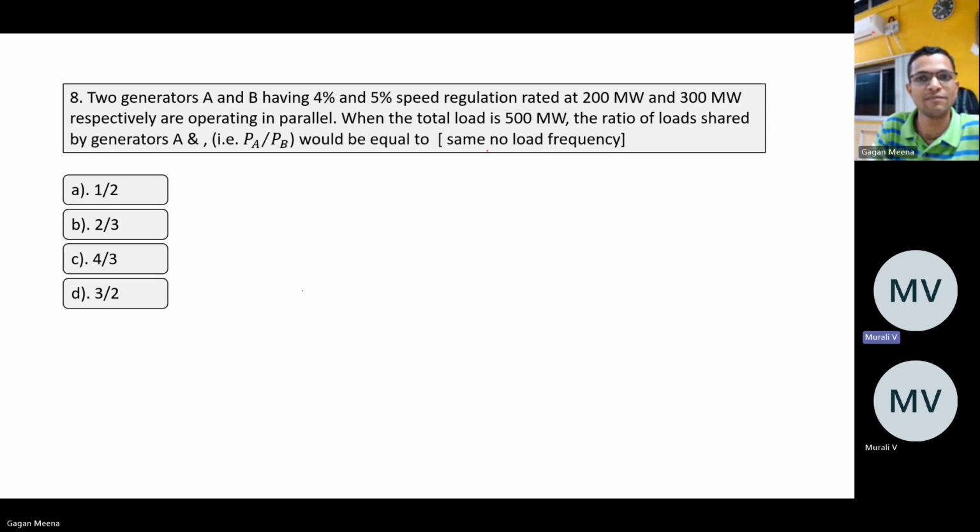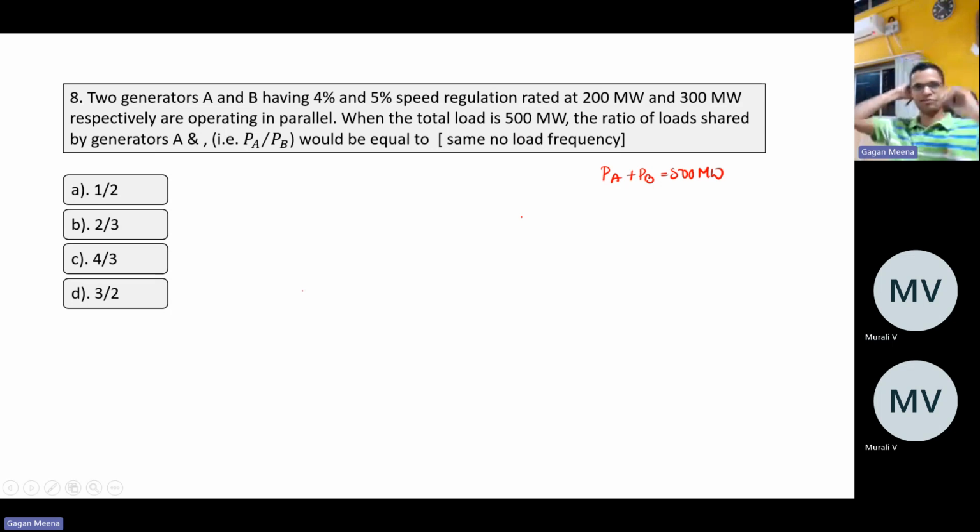PA by PB. But the PA plus PB equation is required to calculate PA and PB individually. Without this equation, we can only know the ratio. If the load is not given, then we can only calculate the ratio. We cannot calculate the individual values if this is not given. Okay?